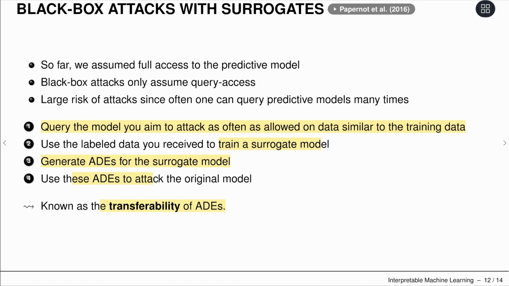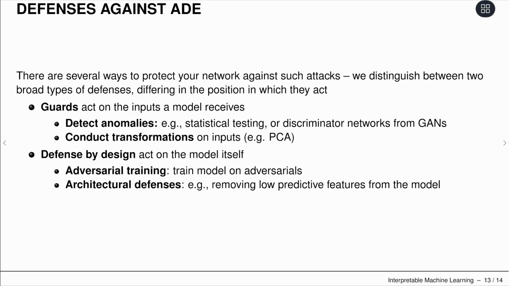So often, if you have a sufficient amount of queries of the original models, a surrogate model might be accurate enough to really show you where you can attack your original model. And that's, of course, a big problem. How can you now try to defend against an ADE? There are different kinds of ways to do that.